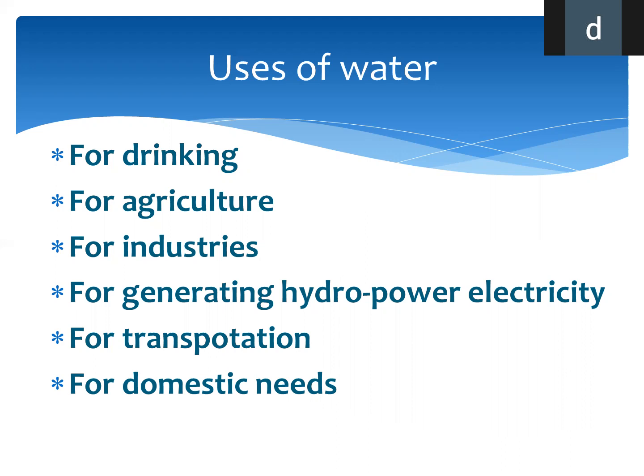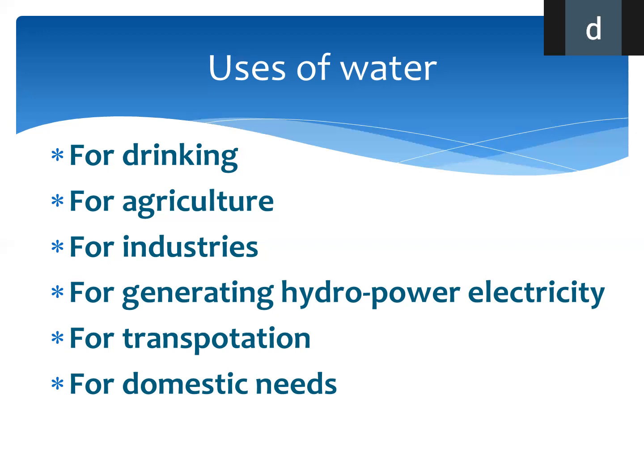As examples, we use ships in the oceans and seas and boats in rivers. And we use water for domestic needs, for our day-to-day activities: for bathing, for washing, growing vegetables in the home garden, things like that. When we are talking about generating hydropower electricity, you all know, children, we also have in Sri Lanka many hydropower stations. Examples: Victoria, Randenigala, Rantembe, the reservoirs.